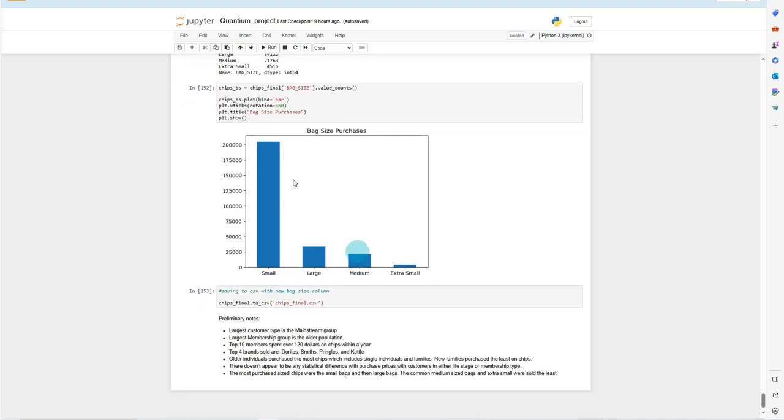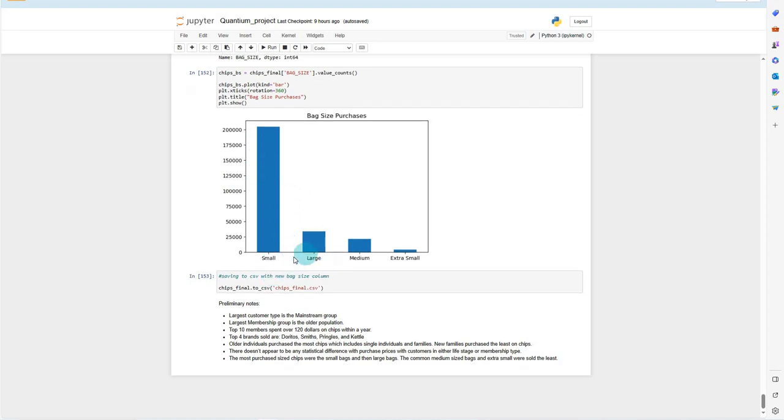I was assuming, before I even looked at these numbers and graphed it, that medium was going to be the most popular, just because of the supermarkets, but actually small beat it out. This was the standard size bag that you would see in a supermarket, so I was pretty surprised that small beat it out.